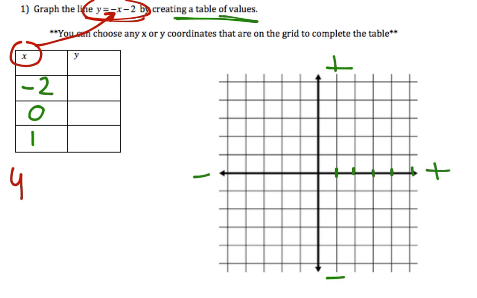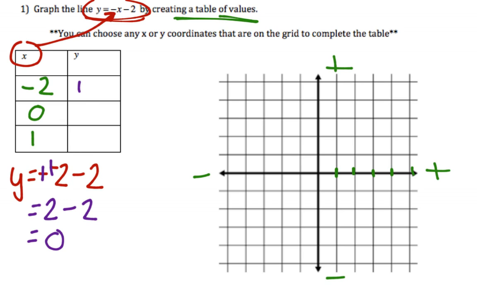So our first one, we're going to have y equals negative, and then our x value, -2 minus 2. And notice we have a negative negative, or minus minus, so that gives us 2 minus 2, which equals 0. So when we plug in -2, we get 0 for our y value, -2, 0, which we can graph here.